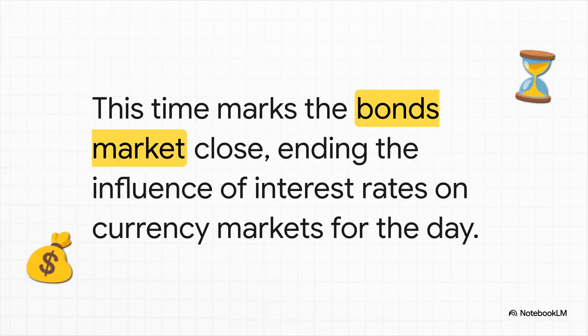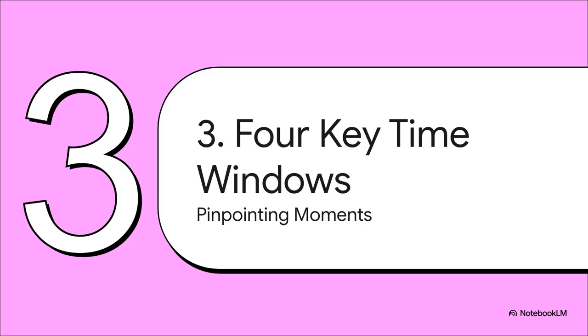Okay, so you're probably thinking, why 3 p.m.? What's so special about that time? And that's a great question. It's not random at all. It's tied to the bond market close. When the bonds close, the influence of interest rates on currencies is pretty much done for the day. Plus, it makes sure our framework captures any big moves from something like a 2 p.m. FOMC announcement.